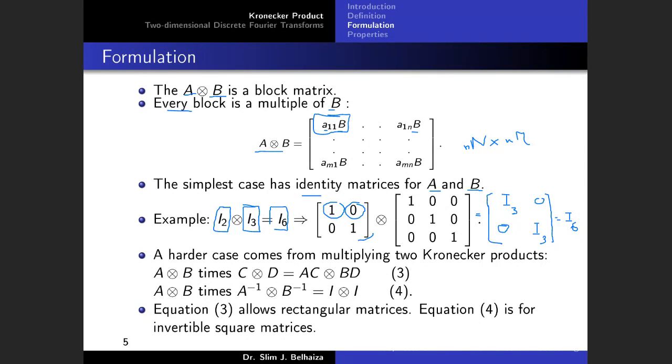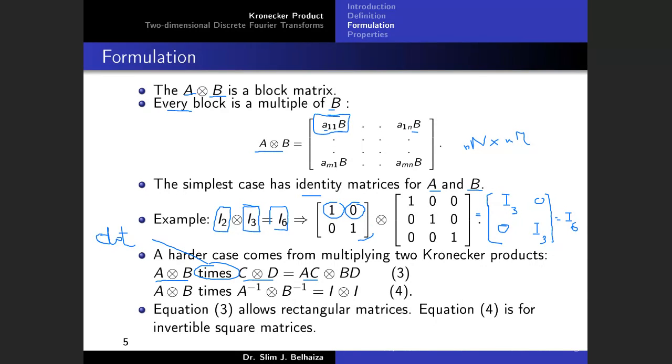Well, a harder case comes from multiplying two Kronecker products. Let's say you have A⊗B multiplied by C⊗D. This is the usual multiplication, what we call the dot product, used for matrices if they share the definition of the dot product for matrices, of course. The result is this beautiful property: (A⊗B)(C⊗D) gives you AC⊗BD.